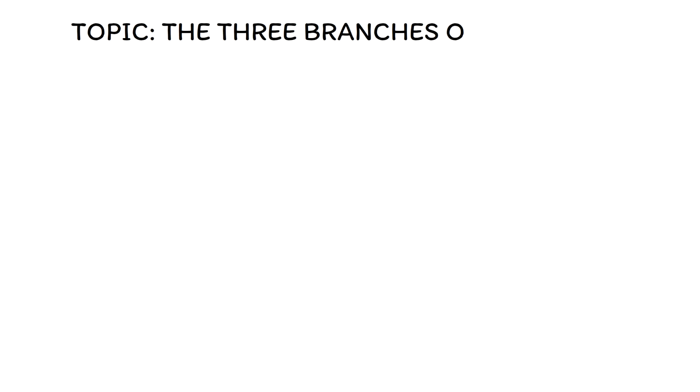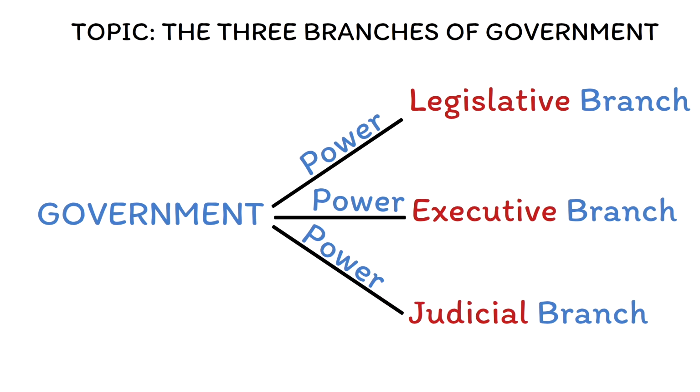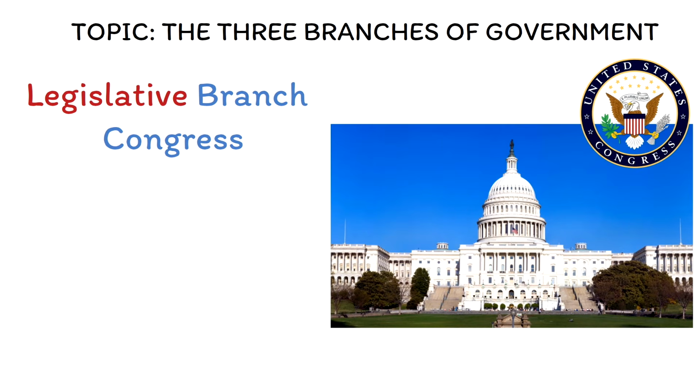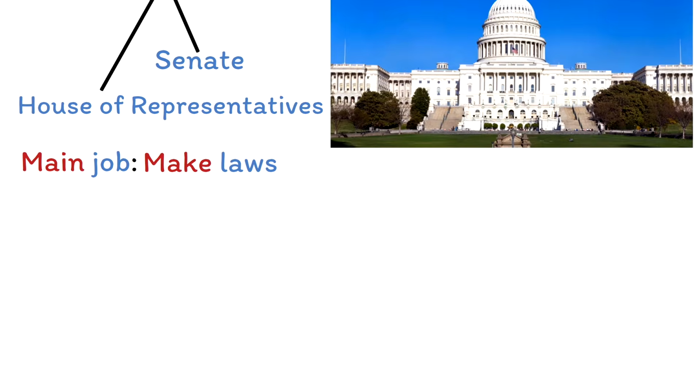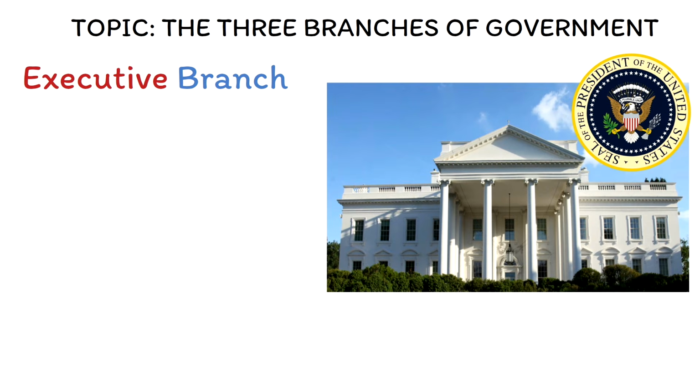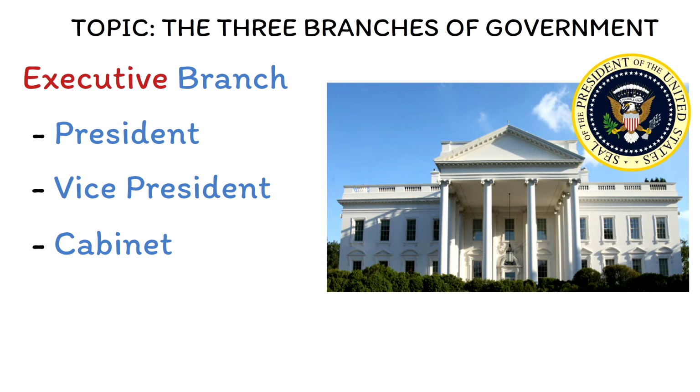This next topic flows perfectly from the last one. We just said power is separated, right? Well, here's how it's separated. First, you have the legislative branch. This is Congress, the House of Representatives, and the Senate. Their main job is to make laws. Second, you have the executive branch. This is the president, vice president, and the cabinet. Their main job is to enforce laws.